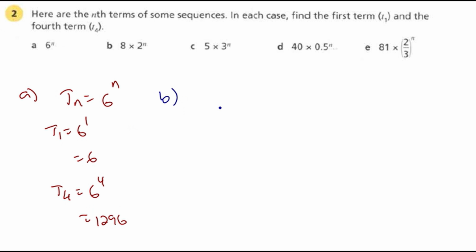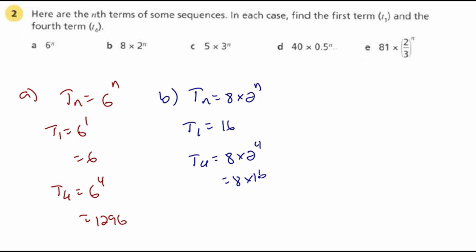You're going to do the same thing with the rest of the questions. So I'll do B, and then you can complete the exercise. Tn is 8 times 2 to the n. So T1 will be where n equals 1. 8 times 2 to the 1. 8 times 2 is 16. Term 4 is going to be 8 times 2 to the 4. That's going to be 8 times 16, which is 128. And you complete the rest of the exercise in a similar fashion.